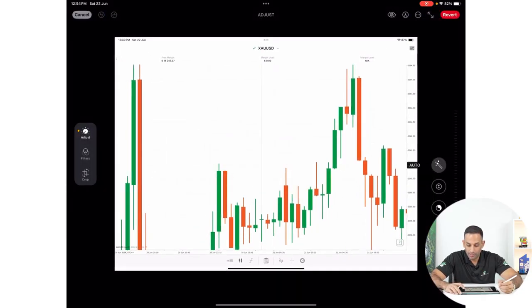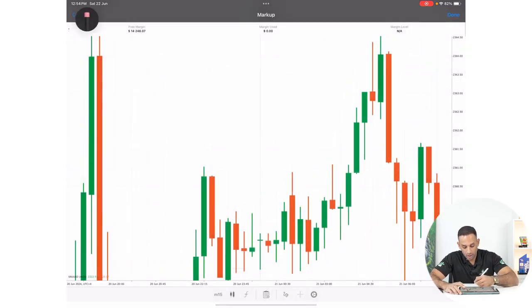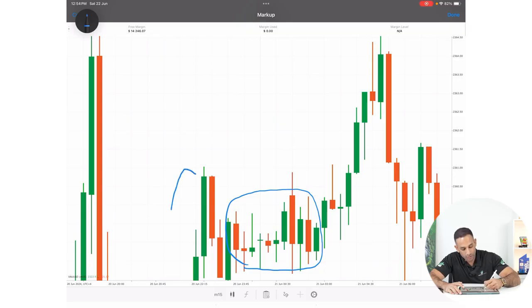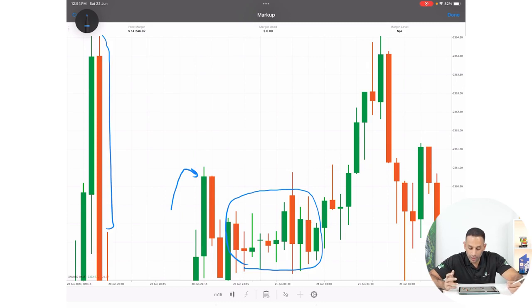Now we're looking at, let's say, this consolidation area right over here. We're looking at all this consolidation, we're looking at this rejection, and we have these clean candles here to the left hand side. Now we're trying to identify the best way to execute a trade to grab this move that happened where price moved up.